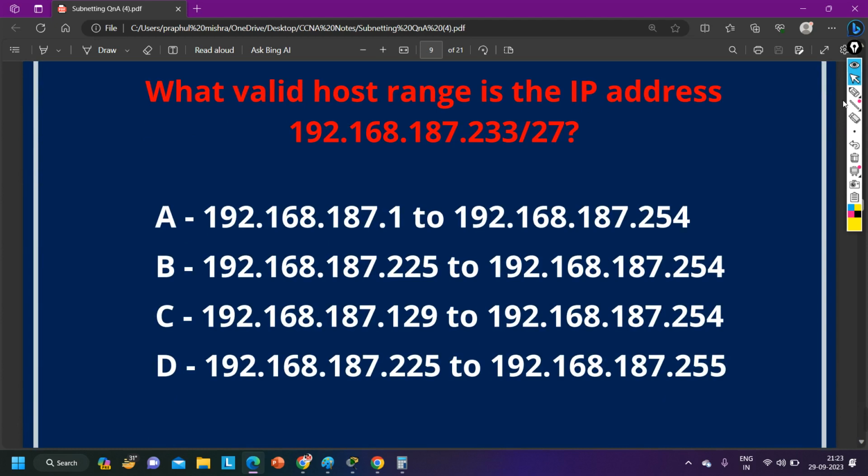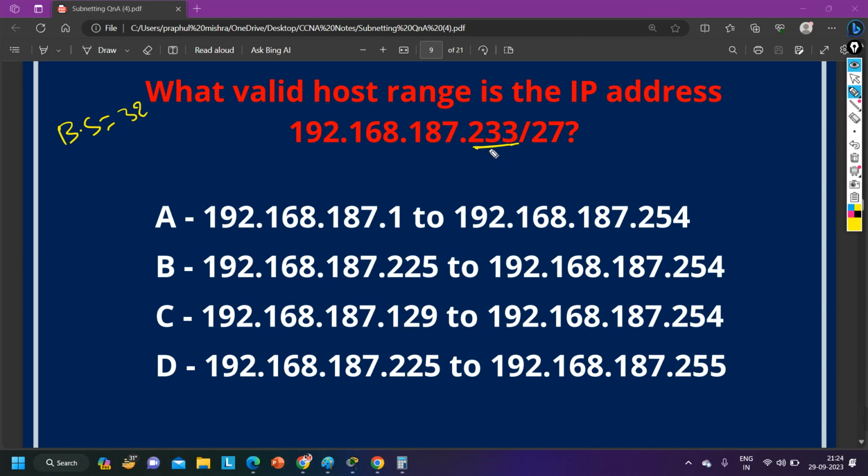What is the valid host range of the IP address 192.168.187.223/27? This is a good question. Block size will be 32. For every question you need to find only the block size. If block size is this one, then what will be the network ID of this IP address? You can divide this number by 32, or you can find the nearest number of this one which is divisible by 32.